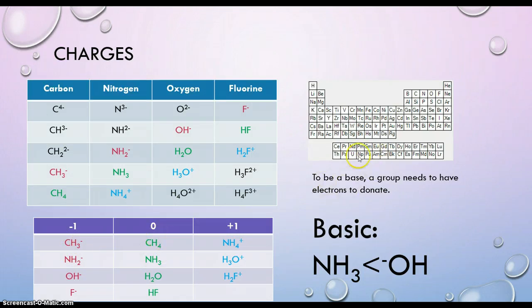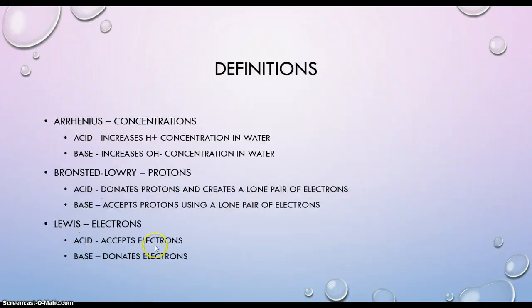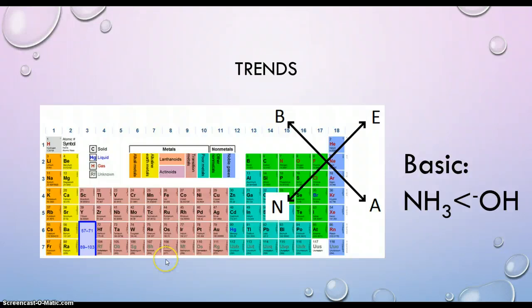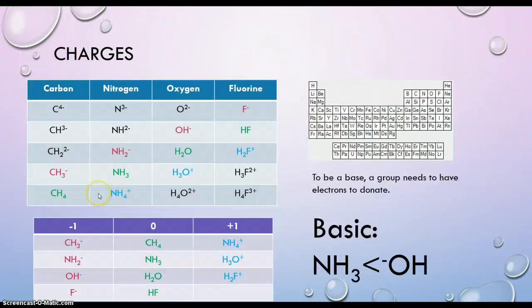Now, one thing that's important to note is that there needs to be free electrons to be a base. So something like CH4 is not going to have basic properties because it can't expand its octet and it doesn't have any electrons to donate to correspond to our definition of base. A base has to donate electrons, and if you don't have any electrons to donate, then you don't have basic characteristics.